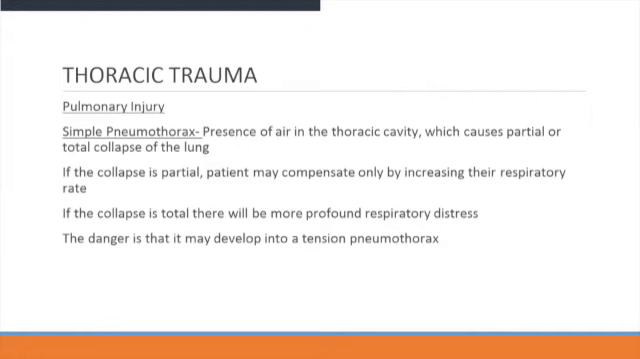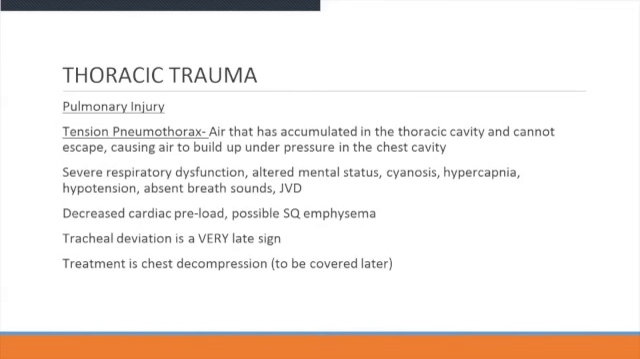The danger is that it may develop into a tension pneumo. A tension pneumothorax is when air accumulates in the thoracic cavity and cannot escape, causing air to build up under pressure in the chest cavity. You may see severe respiratory dysfunction, altered mental status, cyanosis, hypercapnia, hypotension, absent breath sounds, and JVD. It's going to decrease cardiac preload and possibly cause subcutaneous emphysema. Tracheal deviation is a very late sign.